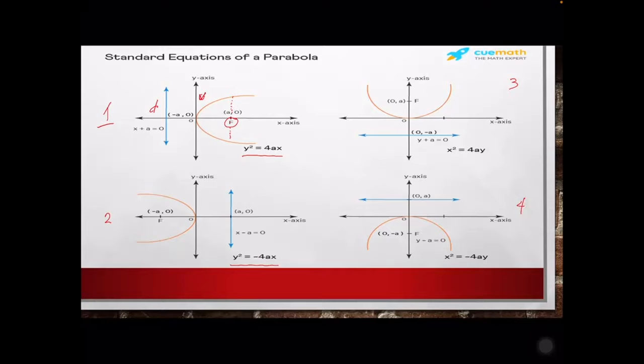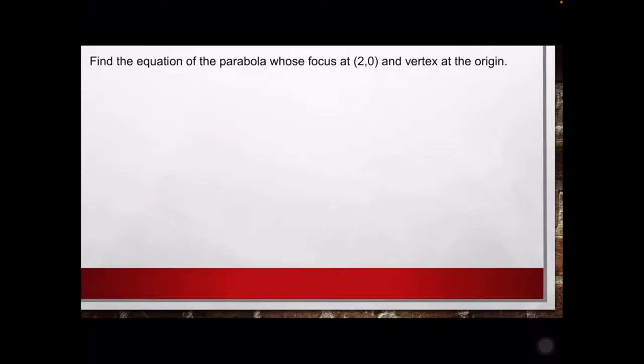Okay, so example natin here is find the equation of the parabola whose focus at 2, 0 and vertex at the origin. So, in this case, kailangan muna natin siyang i-drawing. Tapos, you can have your focus at 2, 0. So, 1, 2. This is 2, 0. It's your letter F. As the vertex is at the origin.